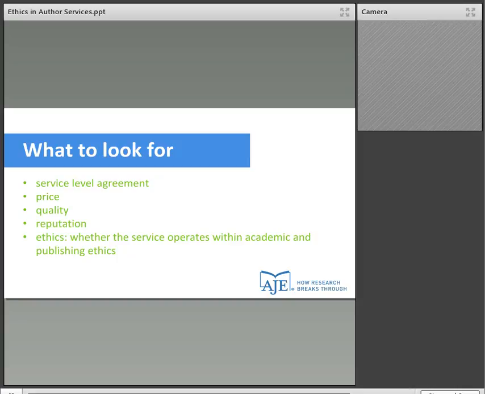And definitely, you want to research whether the service operates within academic and publishing ethics. How do you do that? Well, again, see what's in that service level agreement. Ask them questions and see if they will help you generate content. Or look on the web. Look to see what other customers have said about them. Look to see if they are blacklisted by anybody.